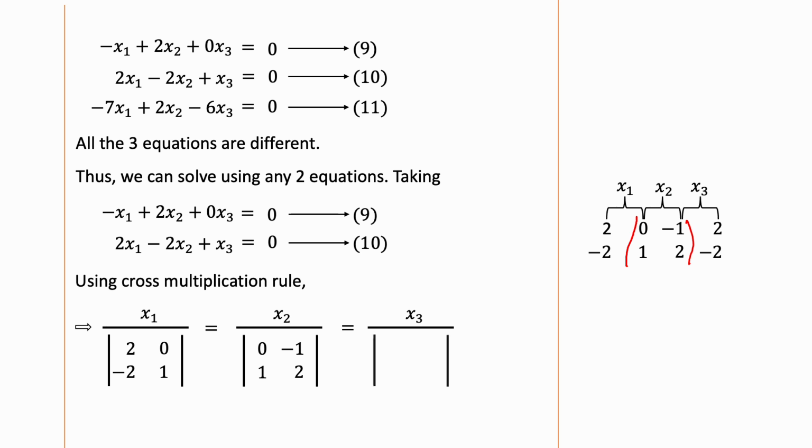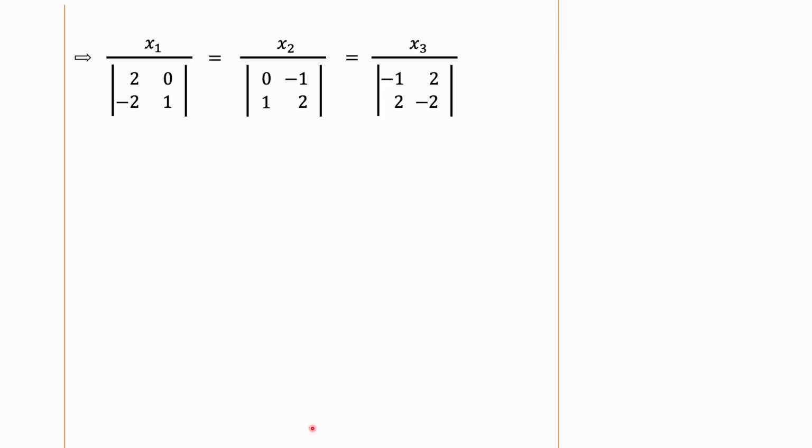The last one is x3 by determinant of. Now here again below x3, draw 2 lines. So these are the 4 elements, that is minus 1 and 2, 2 and minus 2. So easily I have got the ratios here, x1 by determinant, x2 by determinant, x3 by determinant. Now let us solve these determinants.